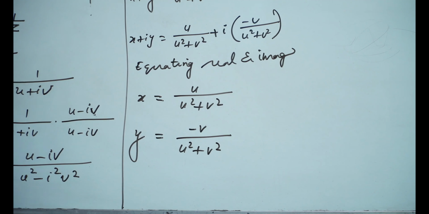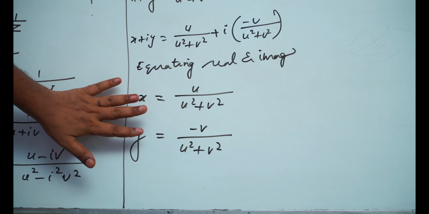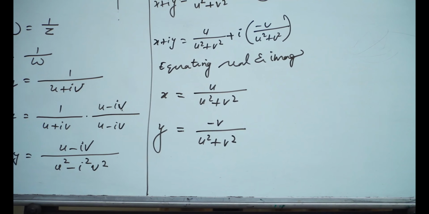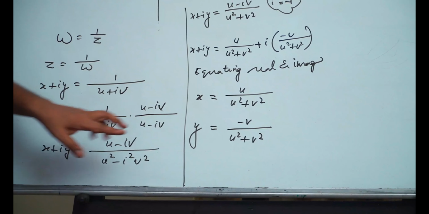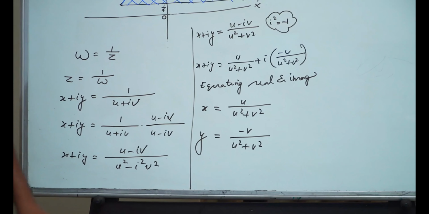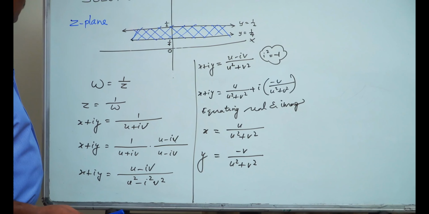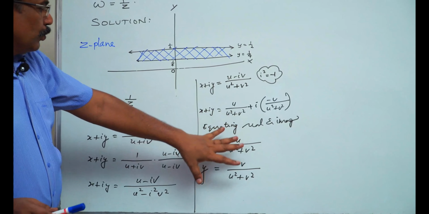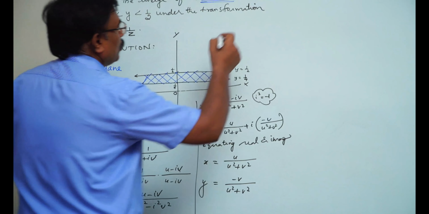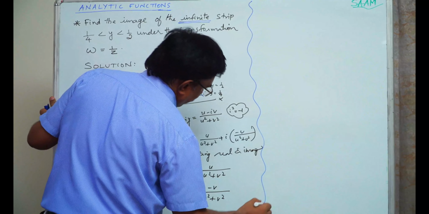These are standard results. Under the transformation ω = 1/z, these two results are standard results. Learn these two results by heart, not only for this problem. We are going to do so many problems by using these two results, the real part and the imaginary part.